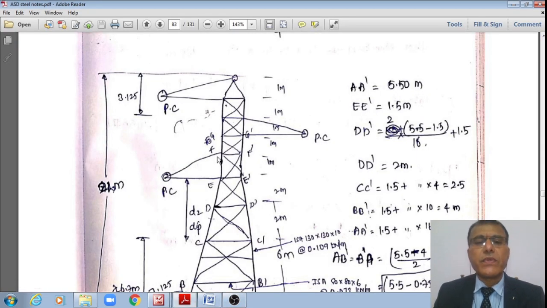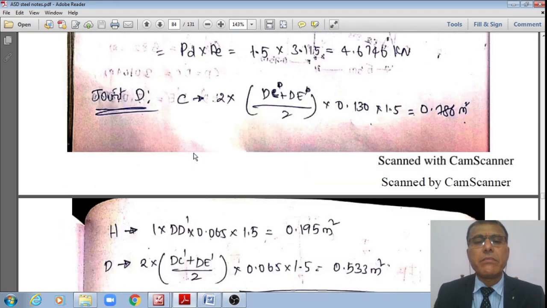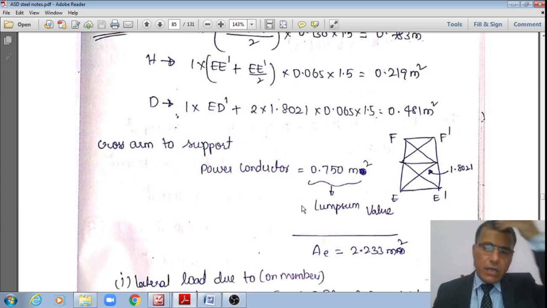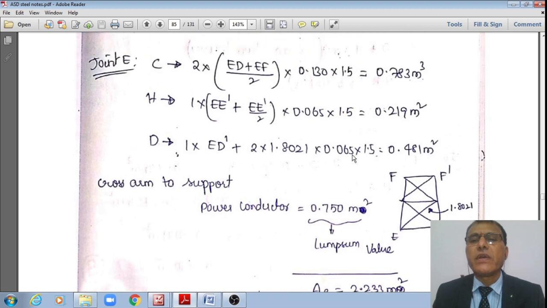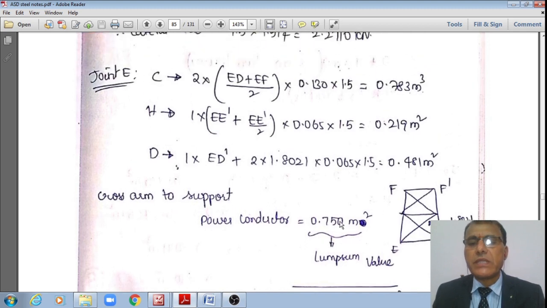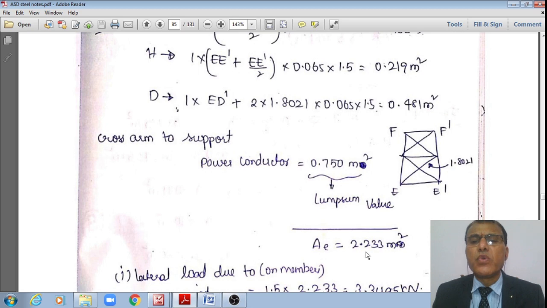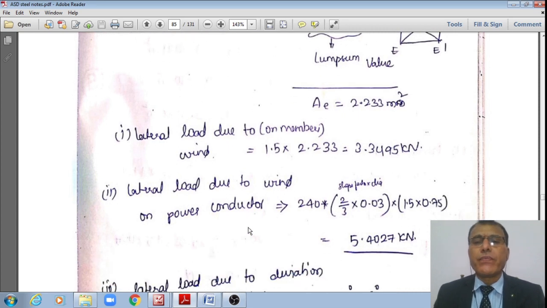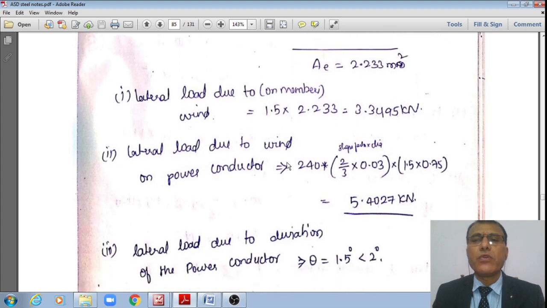Now it works out. Therefore, this arm or cross arm to support this power connector is equal to 0.75 meter square. It is measured. Therefore, the summation of these 1 plus 2 plus 3 plus 4 works out to 2.233 meter square, which is the exposed area. Now, the lateral load due to wind on the members is equal to PD, design wind pressure, 1.5, multiplied with this exposed area. It works out to 3.3495 kilonewton.